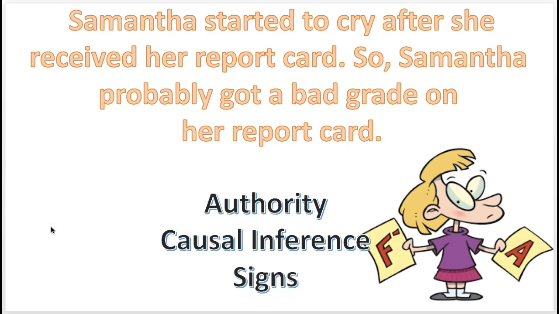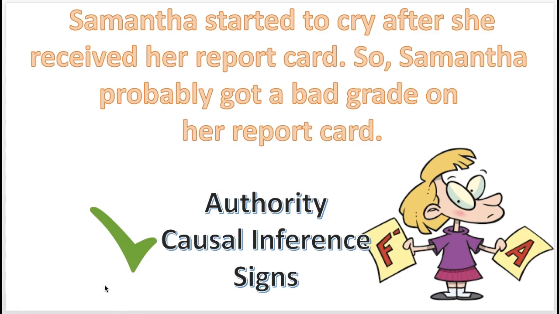Here's another practice problem. What type of inductive argument is this? Samantha started to cry after she received her report card. So Samantha probably got a bad grade on her report card. Is this an argument from authority, or causal inference, or an argument from signs? The answer is, yes, that's right, a causal inference. The conclusion depends on the claim that a bad grade caused Samantha to cry.